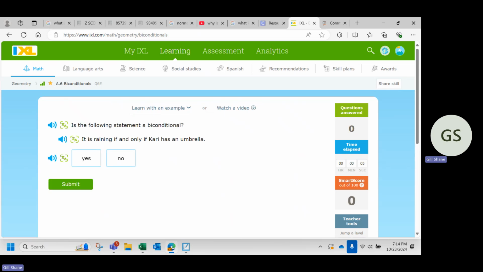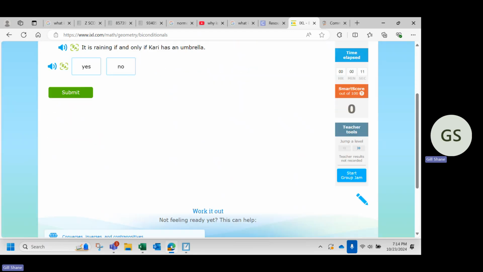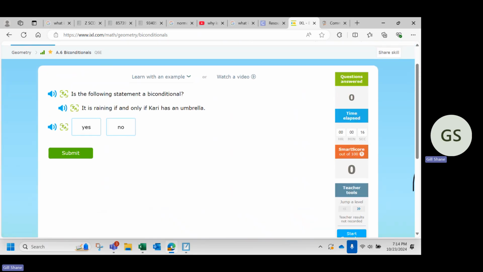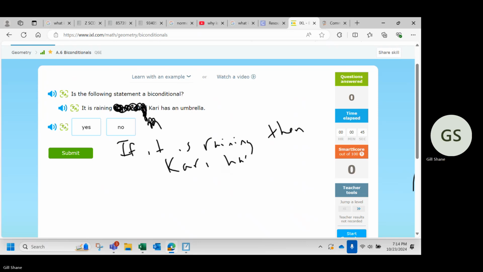All right, here. This is a short one. We'll do another one here. So again, I'm going to get rid of if and only if. Oh man, I hate this touch screen sometimes. You got to apparently start way off of the. I get rid of that, and now I rewrite it with if. So if it is raining, then. So I just add then in front of Carrie, whichever one that is, has an umbrella.